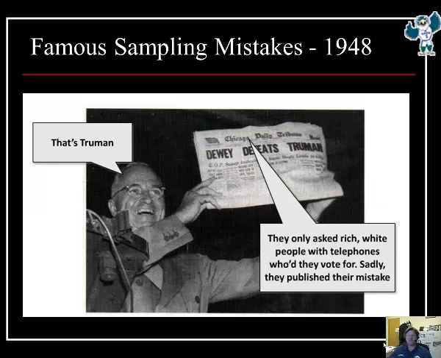And the Chicago Daily Tribune's mistake was that they only asked rich white people with telephones who they'd vote for. And that led them to state that Dewey's going to win. However, when everyone else got to vote, that's not how it played out. So this kind of thing is becoming less and less common now, as we have all these experts in selection of sampling and populations. But I think these three examples do highlight that if we sample incorrectly, then we're not going to get the results or the truth that's out there.